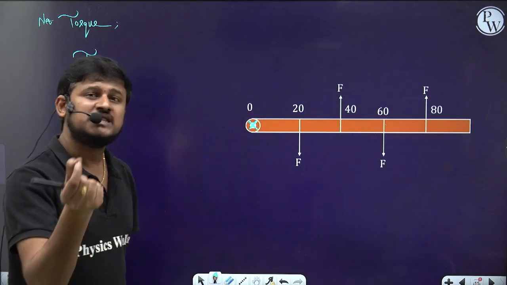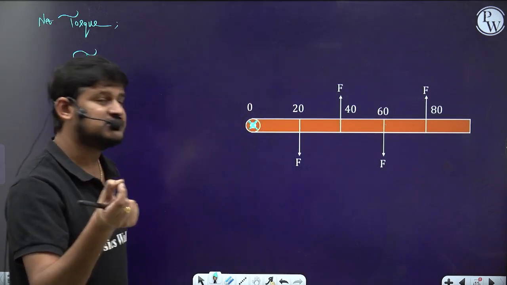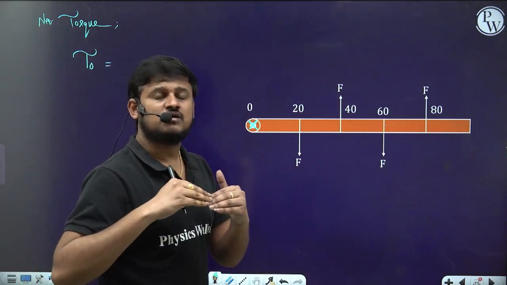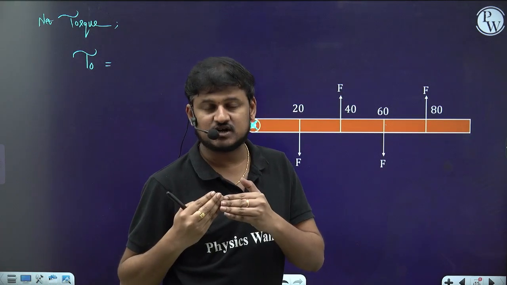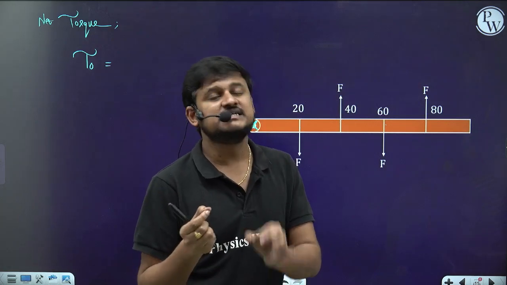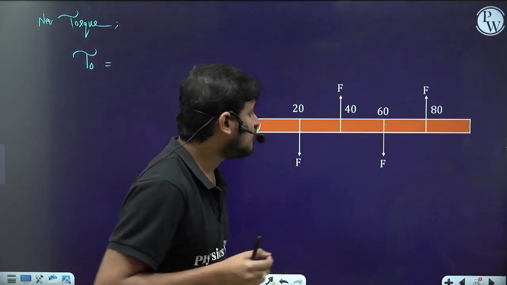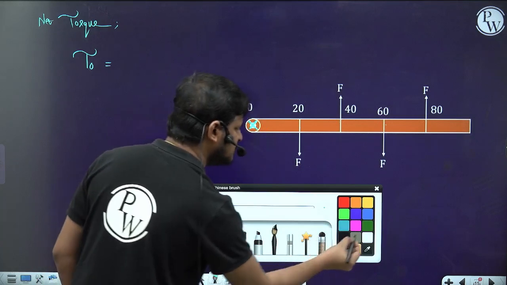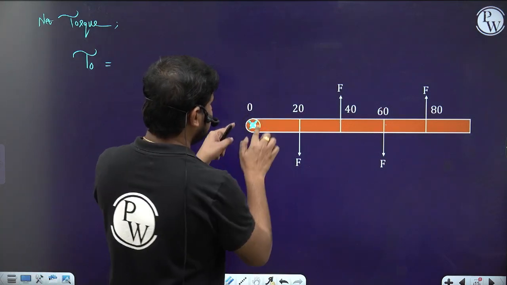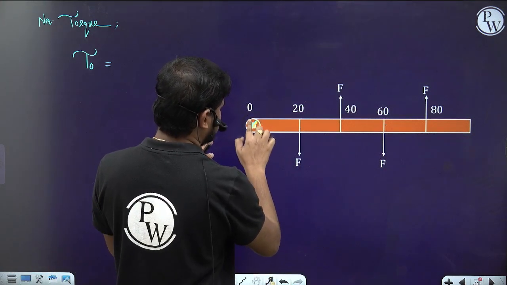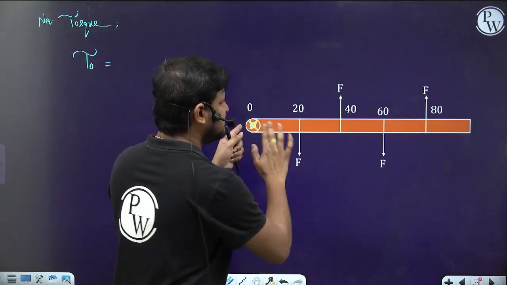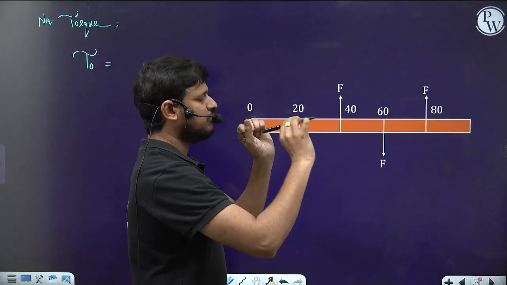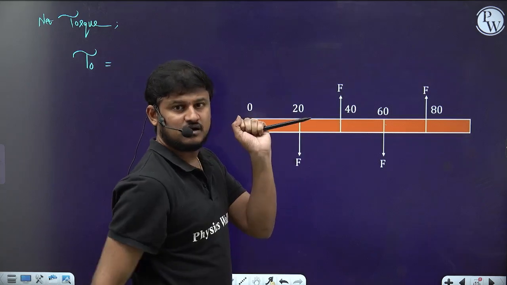Here, one thing that plays an important role is whether the force is causing a clockwise torque or an anti-clockwise torque. Identifying it is a very important thing. So how do we identify, sir? Just follow this simple trick. Here this is your point, about which you are finding the torque. Now just imagine this is a rod.